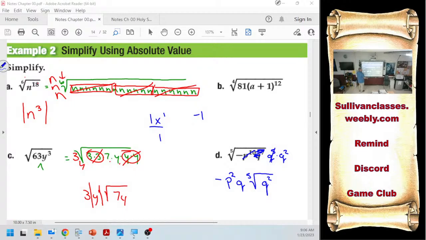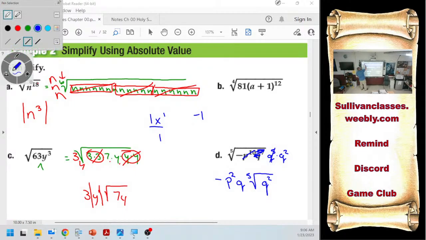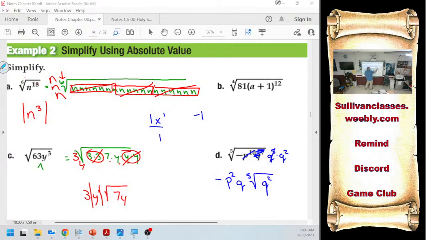Part B. Remember, factors come out. So the 4th root of 81 is just 3. The 4th root of anything to the 12th, even if it's all parentheses, you just divide 12 by 4, and you get that thing to the 3rd. Okay.